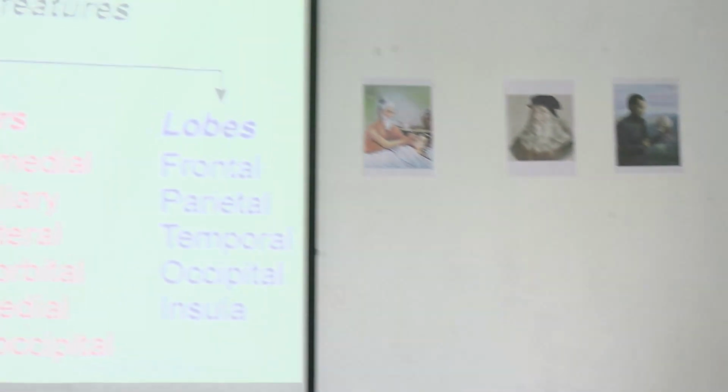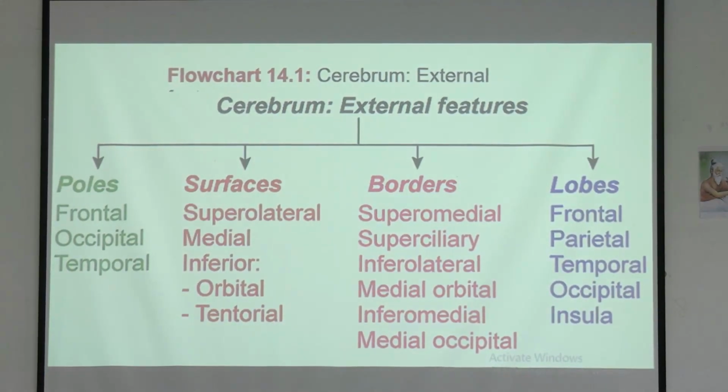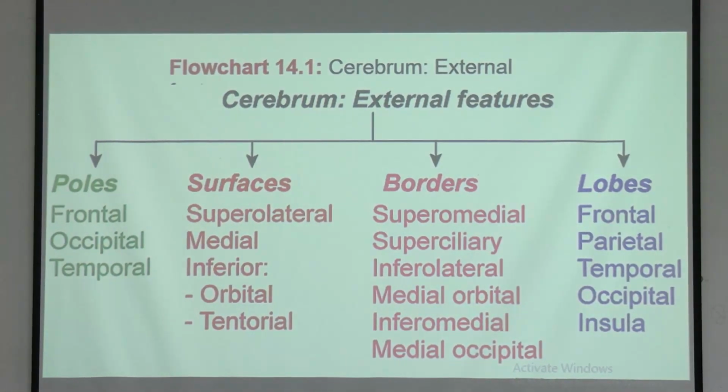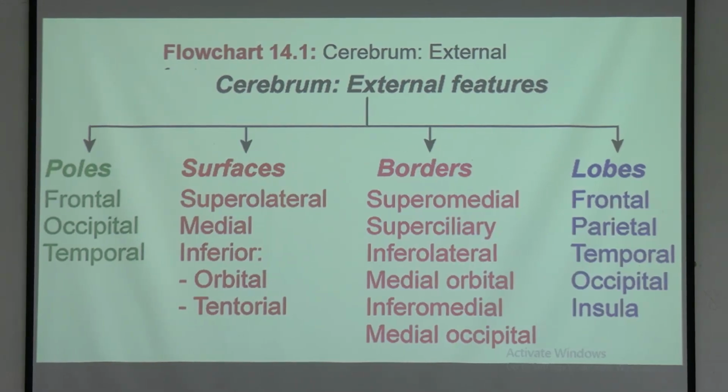Now, coming to the inferior side, if you flip the brain, you get the inferior surface. The inferior surface is divided into 2 parts, anterior part and posterior part. The anterior part is related to the orbit, we call it the orbital part. The posterior part we call the tentorial part, which is related to a dural fold. We will learn about the tentorial part when you take the brain out in the next post-mortem session. We will see the significance of the tentorial part and what is related to it.